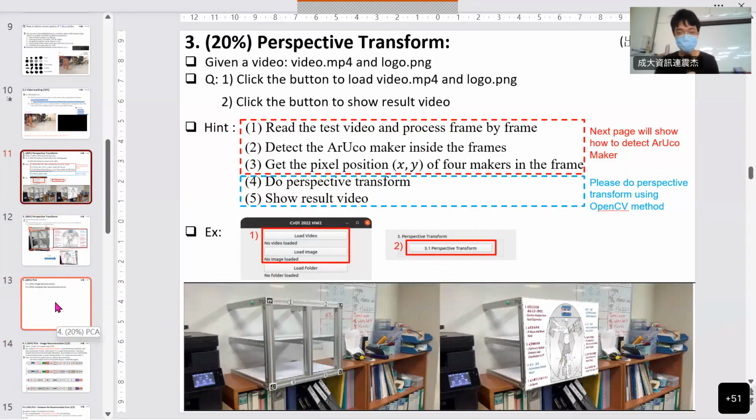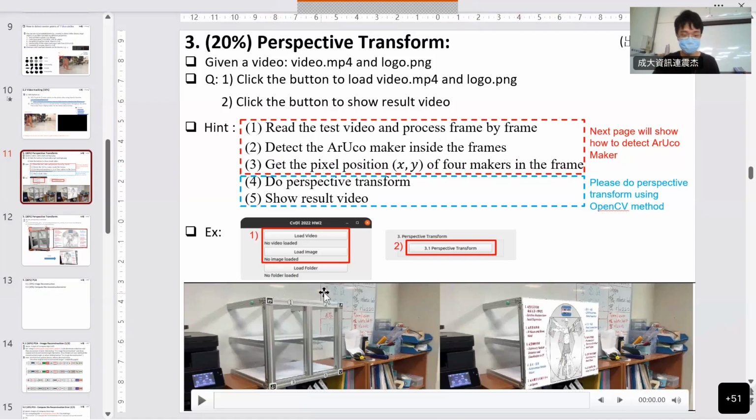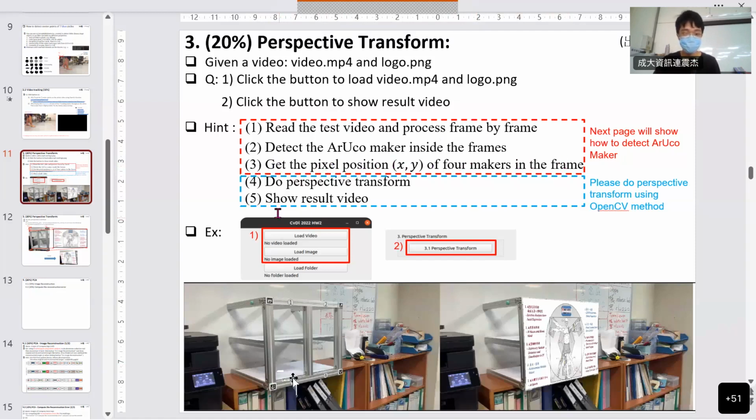Problem 3 is about a perspective transform, and you need to do the following steps. First, read the test video and process it frame by frame. Second, detect the ArUco marker inside the frames. Third, get the pixel positions of the 4 markers in the frame, and do the perspective transform and show the result video.